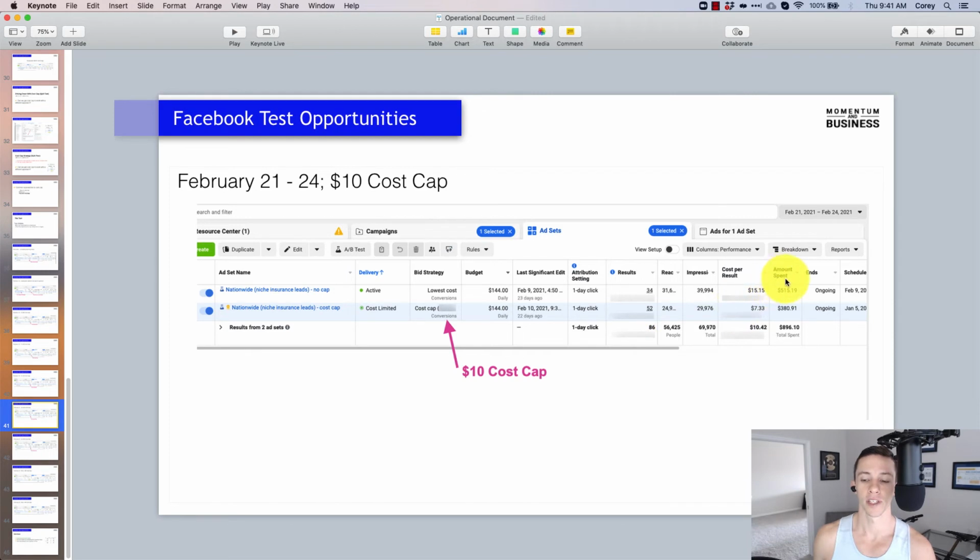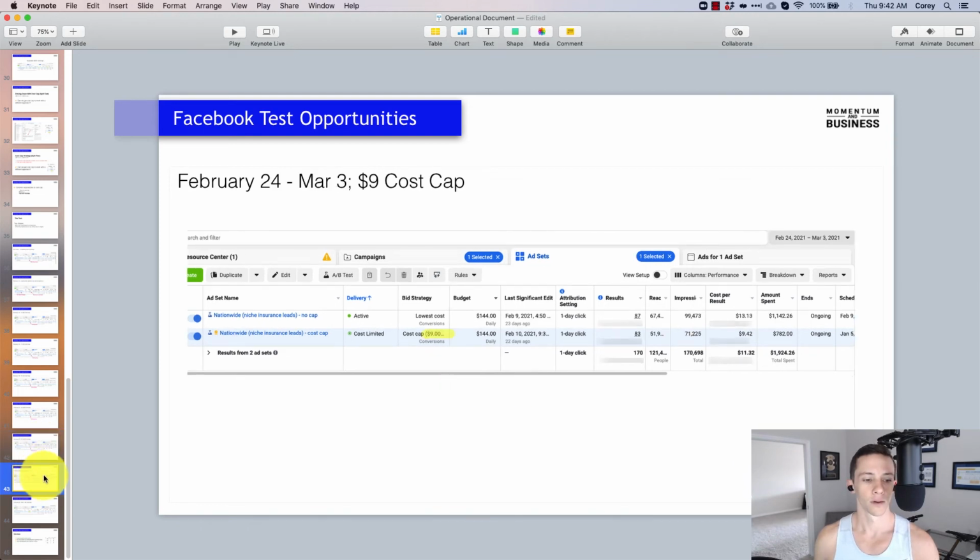Now we can start to see the difference in the amount spent. With the $10 cost cap, it's limiting the amount of money that it's spending every day. It's not spending the entire budget, because the budgets were the same, so it should be around $500. So at a $10 cost cap, it's going to start limiting itself. Or I shouldn't say it's going to, it's going to depend on your ad set. But in my case, it was limiting it. So at this point on the 24th, I went ahead and applied a $9 cost cap, which is where I really wanted things to go.